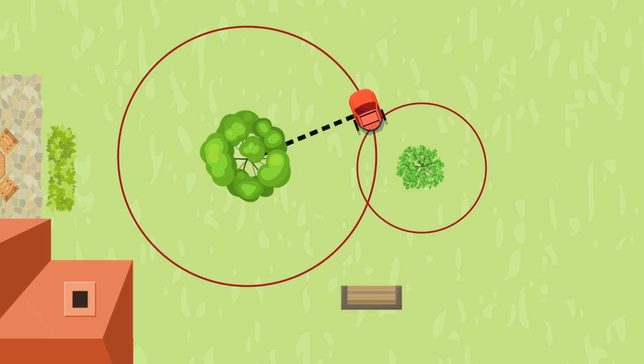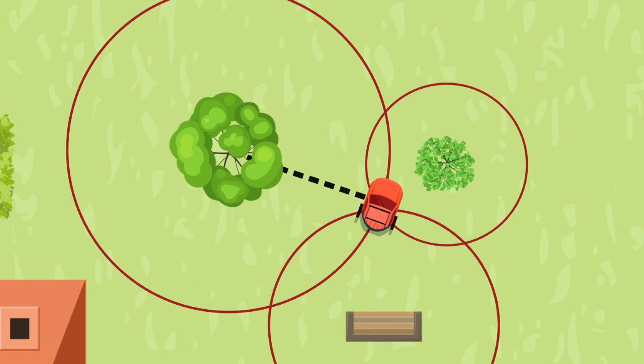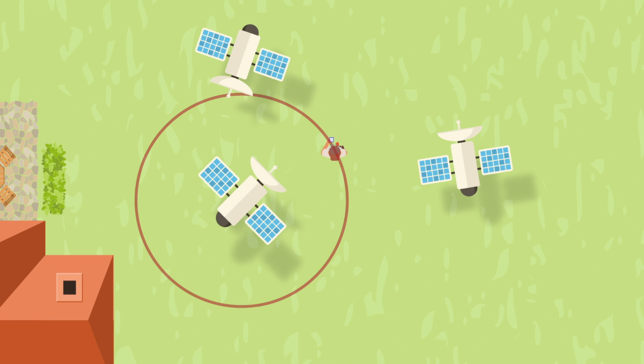Well, for that, we need a third reference point. In this case, we can use the bench. Now, with three circles, they all intersect at only one point. This is how a robot determines its location in the yard. And fundamentally, this is how the GPS in your phone gets your location, using satellites above you.